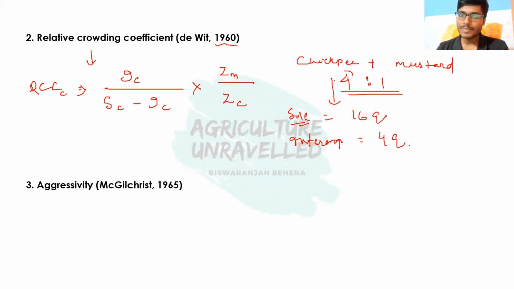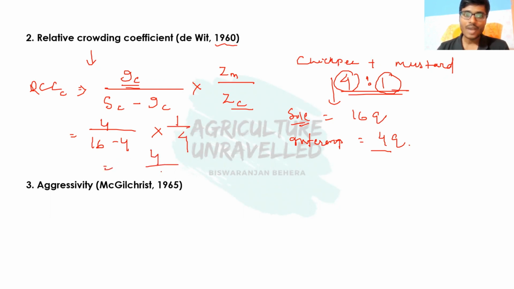So here the proportion of chickpea is 4 and the proportion of mustard is 1. Putting all these values in the formula, the intercrop yield for chickpea is 4. So it is 4 divided by 16 minus 4, into the proportion of mustard, 1, and the proportion of chickpea, 4. That is 1/4. So that is 4/12 into 1/4. So the answer is 1/12. So RCC for chickpea is 1/12. It means it is less than 1.